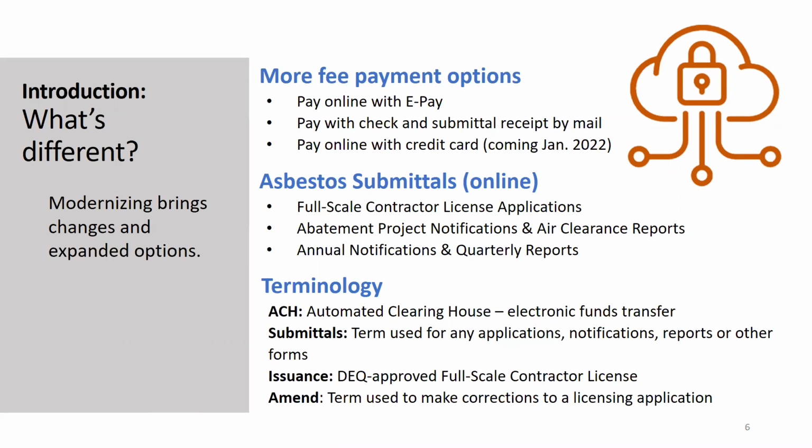Asbestos submittals. Here are some of the types of submittals that are going online: the full-scale contractor license applications, abatement project notifications and air clearance reports, annual notifications and quarterly reports. And I should also mention that this project is actually larger than asbestos. Many programs are moving into this Your DEQ Online system.